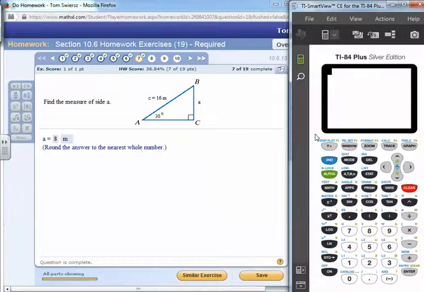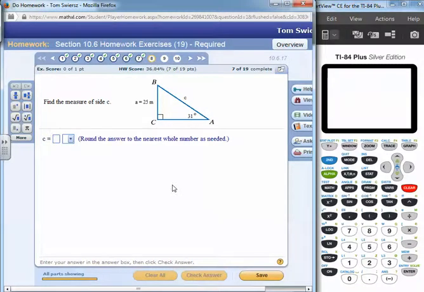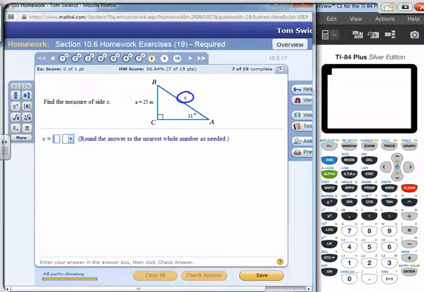All right, very good. Let's go ahead and look at exercise number 8. Find the measure of side C. Side C is the hypotenuse, right? How do I know? It's opposite the right angle. And with respect to angle A, the given angle, the side away from the angle is A, so that's the side opposite.